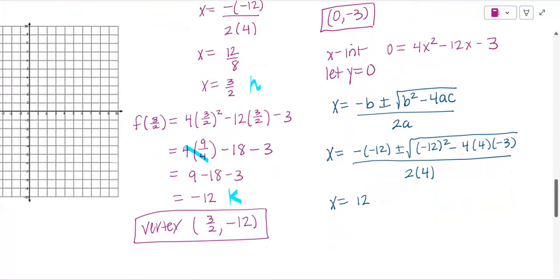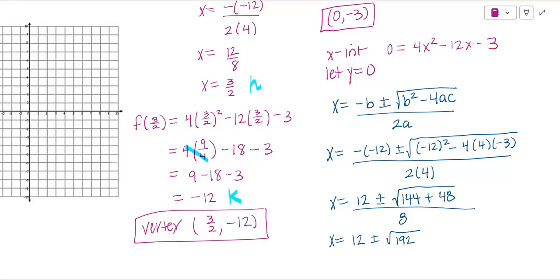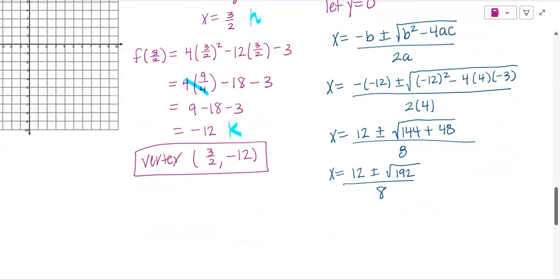Negative negative 12 is positive 12, plus or minus the square root of 144 plus 16 times 3, which is 48, over 8. So 12 plus or minus the square root of 192 over 8. I think that 192 can be simplified. That is 8 times the square root of 3.